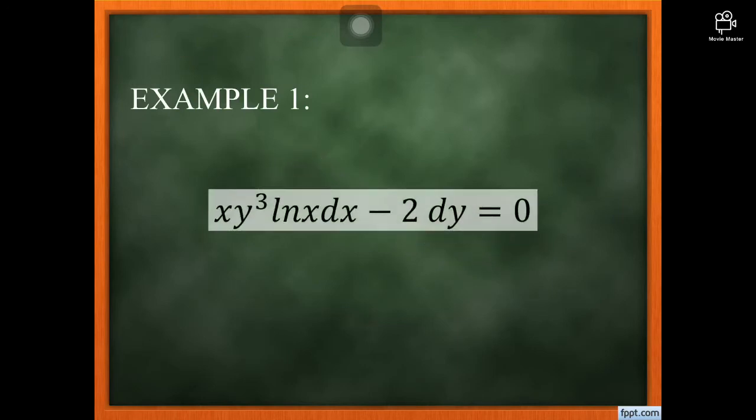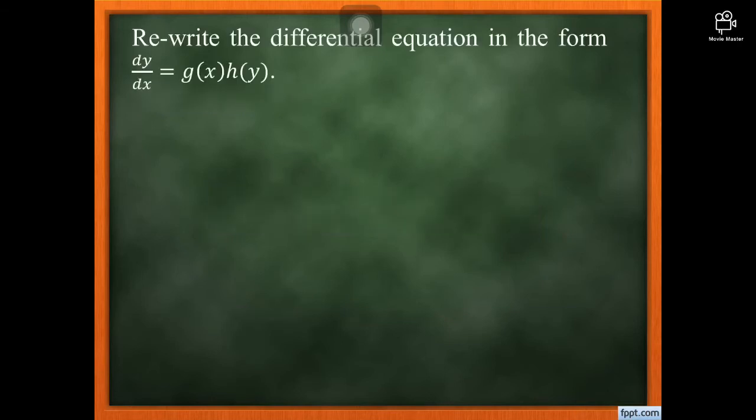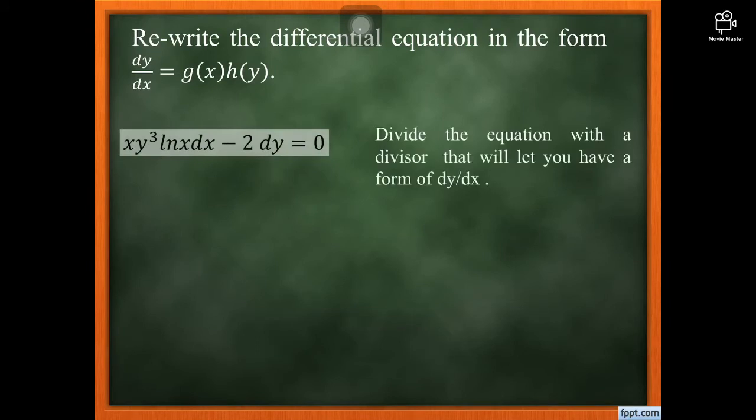So for example 1, we have this equation: x y raised to 3 ln x dx minus 2 dy is equal to 0. So we need to rewrite the differential equation in the form dy over dx equal to g(x) times h(y). So this is the given example. We need to divide the equation by the divisor that will let us have a form of dy over dx.